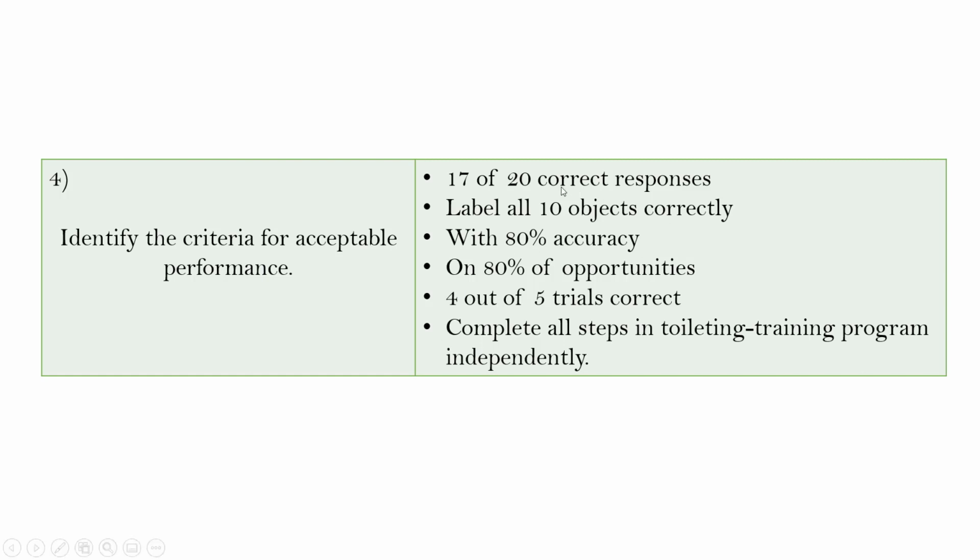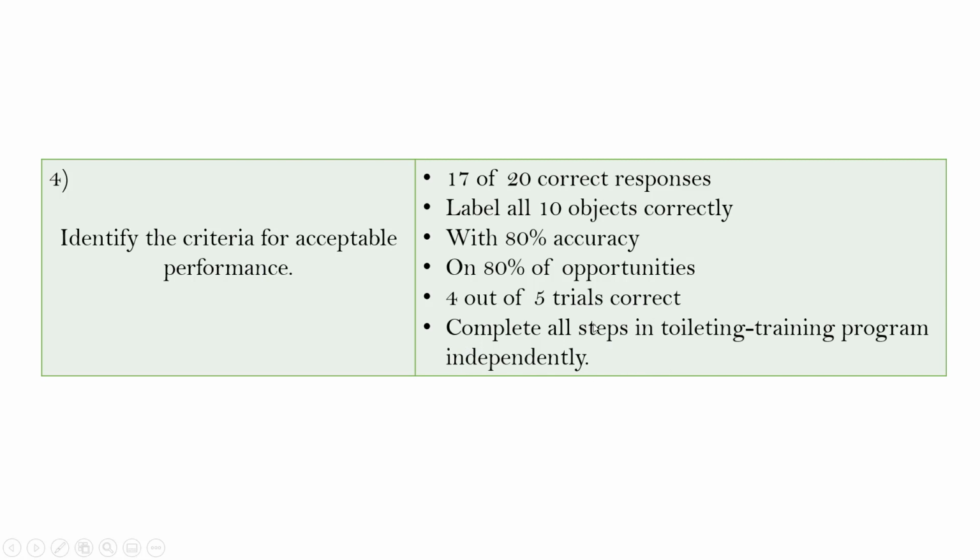So it might be 7 out of 20. If you're doing percentages, it might be on 80% of opportunities. And it can even be a little more detailed. So it can be something like on 80% of opportunities over 2 consecutive days. You might be doing more trials, so 4 out of 5 trials.